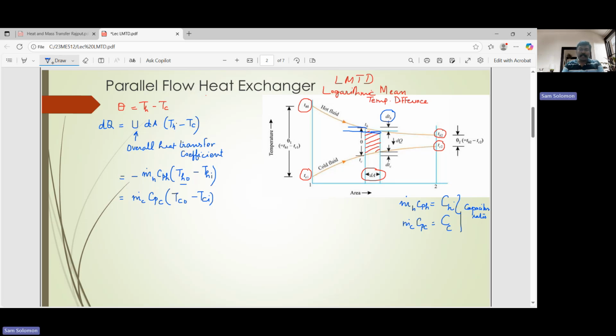And so these guys can be written as minus CH times (THO minus THI), that can be written as dTH. And this guy can be written as CC times dTC, the change in the temperature of the cold fluid. Okay. And so I can define the CH as minus dq divided by dTH, or let me write it the other way around.